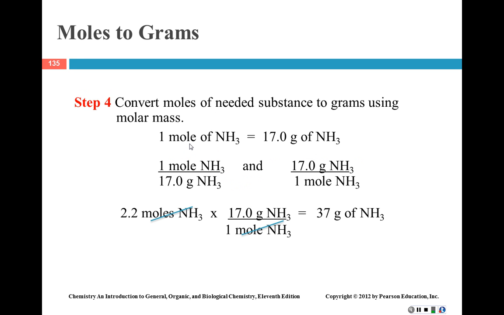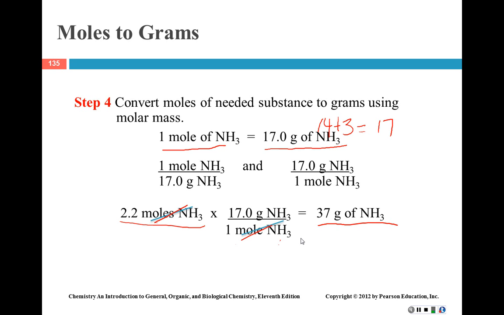So the last step, now that we have moles of ammonia, we need to know how much 1 mole of ammonia is. 1 mole of ammonia is 17 grams. That's 14 plus 3. I'm getting that from the periodic table, remember? And so our conversion factor is 1 mole of ammonia over 17 grams, or flip it, either way. And so we can set that up to have 2.2 moles of ammonia times 17 grams of ammonia over 1 mole. And of course we have to put moles on the bottom here so they cancel. And that is going to give us grams of ammonia.